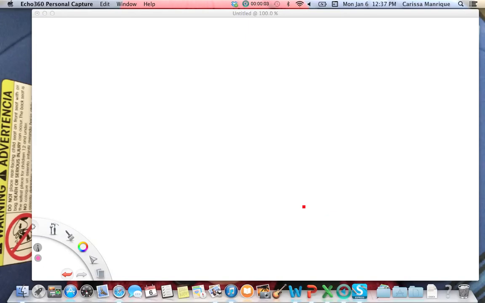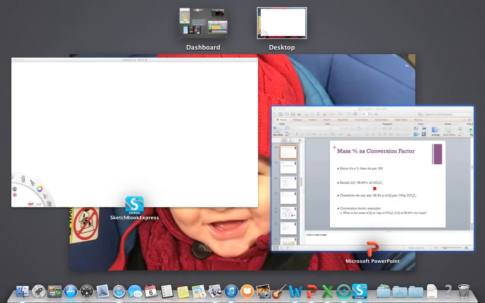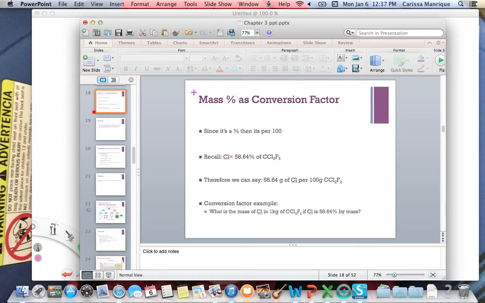So now we're going to go over a mass percent conversion, okay? And in this, we're looking at a percent. So remember, a percent is always a part of our whole, so it's always over 100 in a percent, okay? So let's say we have 58.64% chlorine in CCl2F2. Well, another way of saying that in a percent is in 100 grams of that CCl2F2, there are 58.64 grams of chlorine.